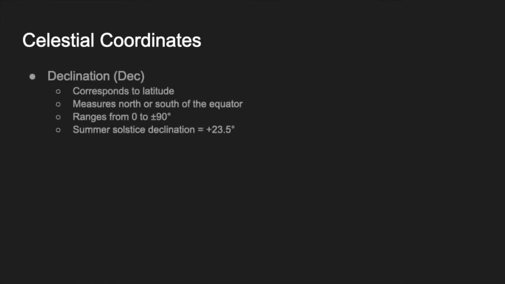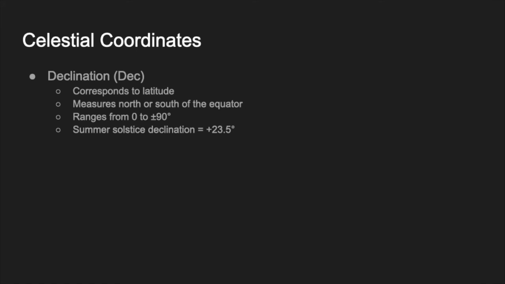We got to define a few coordinates. Celestial coordinates. Declination. Declination corresponds to latitude on Earth. Latitude tells you how far north or south you are of the equator, and it ranges from 0 to 90 degrees. So Charleston is 33 degrees north of the equator. If you go from the center of the Earth out to the equator and then draw a line up to Charleston, that will make a 33-degree angle.